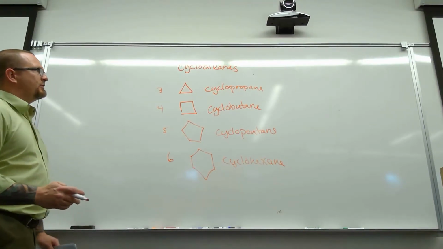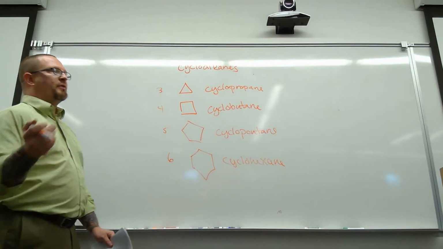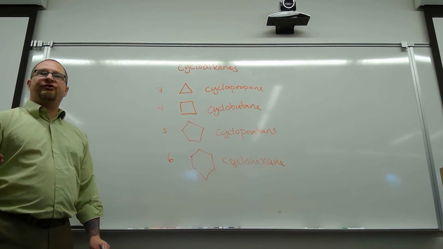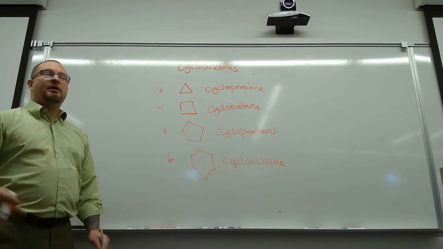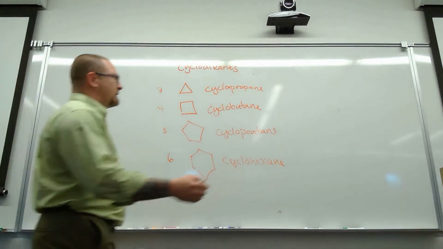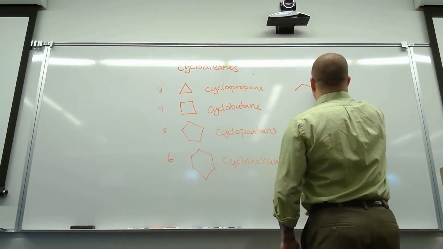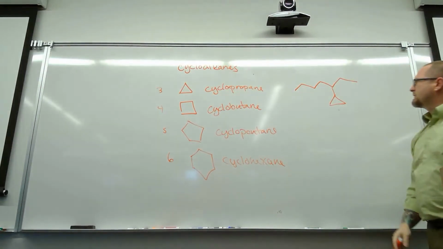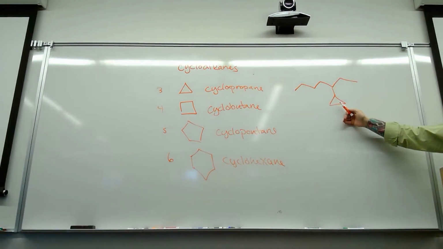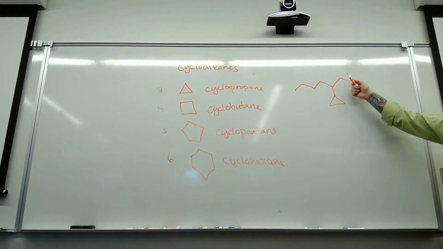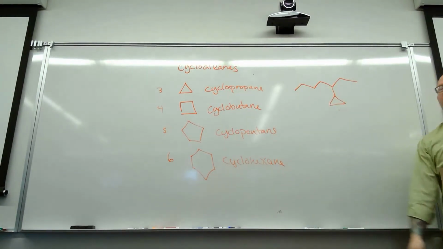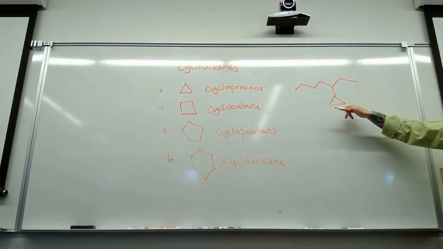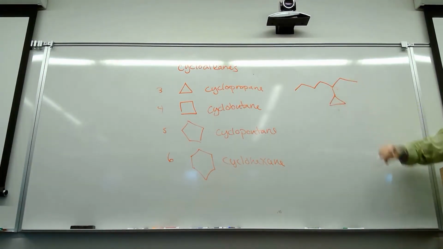So the ring is going to always be named as the parent unless there's some alkyl chain attached to it which has more carbons. So if we had something like this, the cyclopropane wouldn't be the parent. The 1, 2, 3, 4, 5, 6, 7 heptane would be the parent. And this would be a cyclopropyl modifier of the 3 carbon.